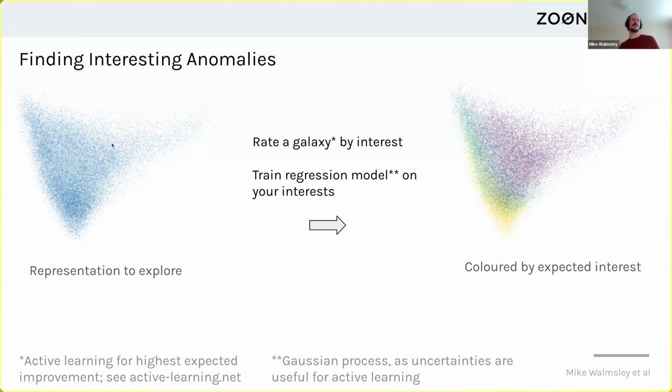And it also has a sense of principled uncertainty, which is very useful for doing active learning. And the setup is going to be, I'm going to show you a galaxy. You're going to say, are you interested in it or not? I'm going to train my Gaussian process to predict your interest as a function of where I am in the representation space. And I'm going to use active learning to pick the next galaxy to show you based on where I remain uncertain, plus where I think you are most interested.